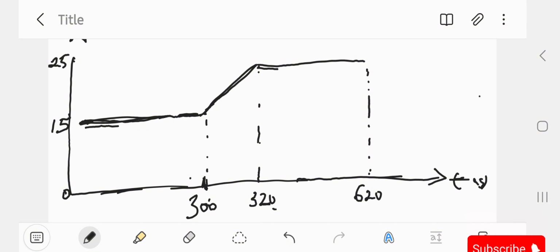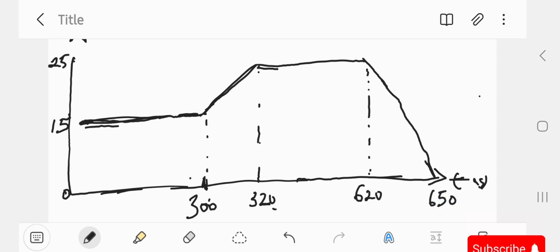Then the car is brought to rest with uniform deceleration in 30 seconds. That means the car decelerated and came to rest. Let's say it came to rest here, and the period was 30 seconds. I can't write 30 here, that is wrong. I'll just add 30 to 620, and it will give me what?